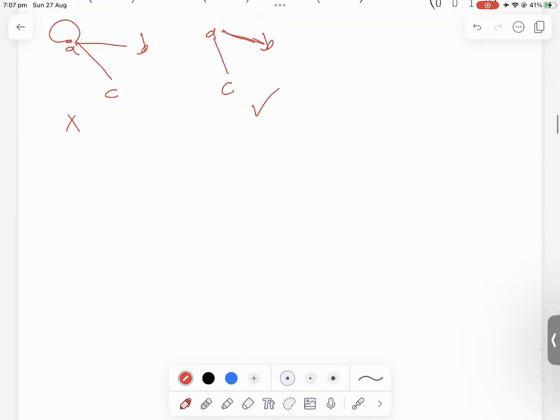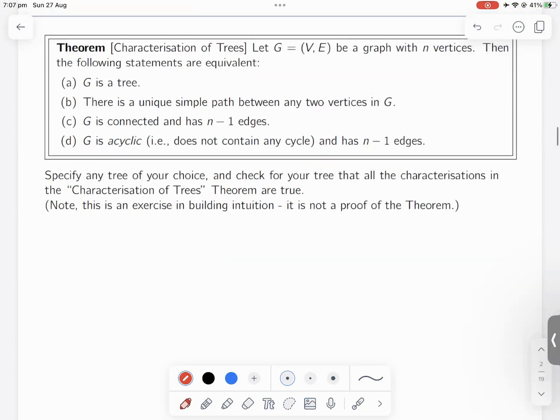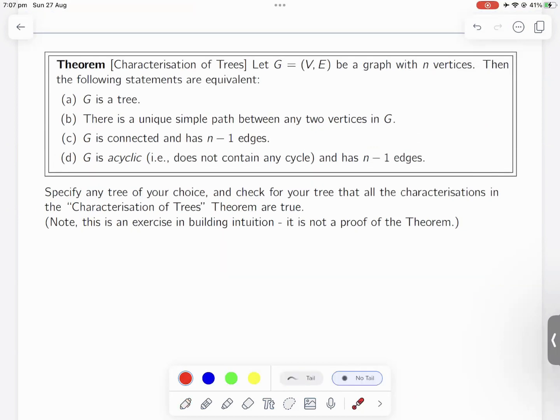All right. Let's do question two. Before that, we have a definition: characterization of trees. Let G(V, E) be a graph with n vertices. Then the following statements are equivalent. G is a tree. There is a unique simple path between any two vertices in G. G is connected and has n-1 edges. We will prove this one. G is acyclic and has n-1 edges. By the way, acyclic means does not contain any cycle.